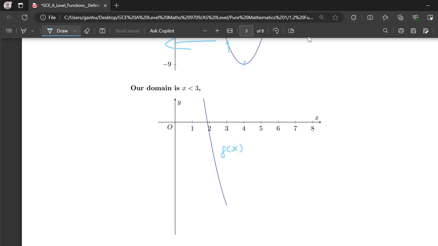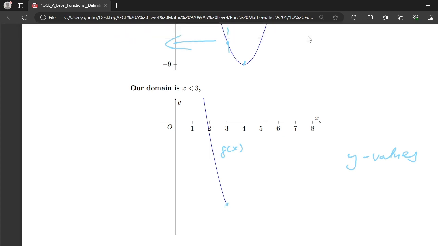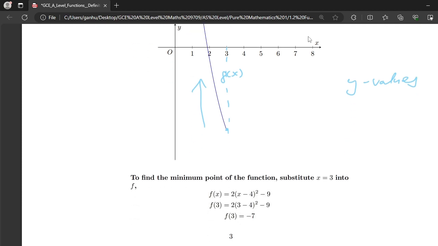And from here, it's easy to tell the range. So the range are the y values that the function will produce. So we can tell that the range starts at this point going upwards. So if we can find the y value at x is equal to 3, then we can determine the range of this function. To do that, you simply substitute x with 3 in f of x, and you're going to get f of 3 is equal to negative 7.